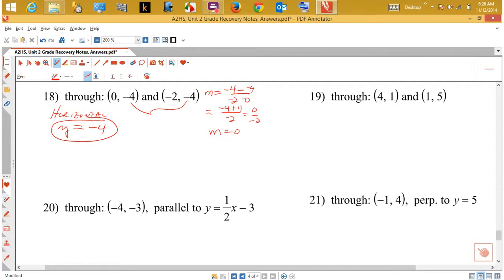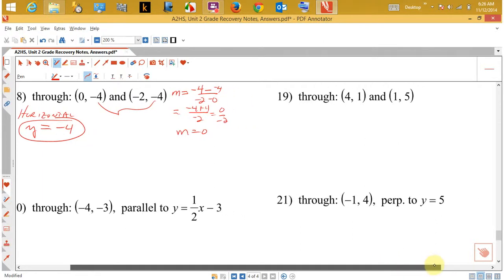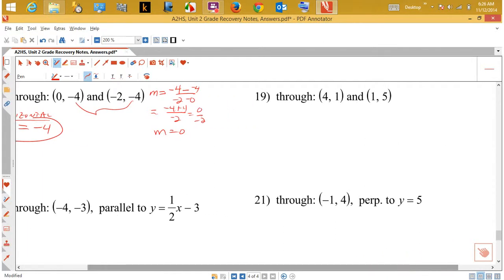Okay, moving to the next one. Okay, I'm going to try to write this line then in the two methods. So let's go ahead and find the slope. m is equal to 5 minus 1 all over 1 minus 4. 5 minus 1 is 4. 1 minus 4 is a negative 3. So the slope is equal to a negative 4/3.